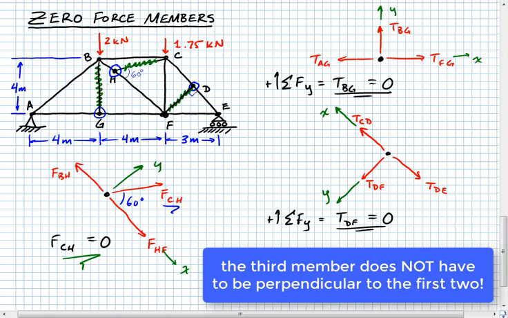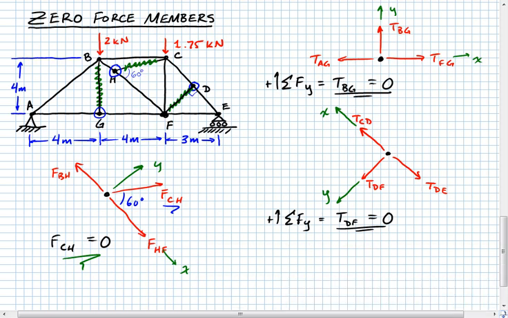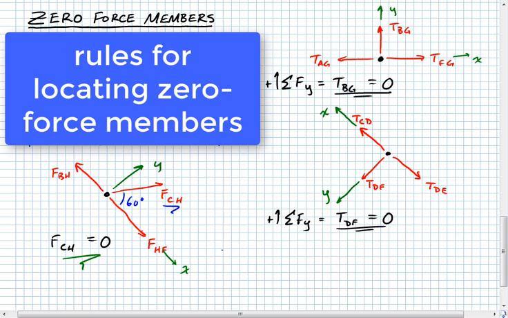So what I want to do is kind of codify what exactly we have learned from this. And what it'll do is enable us to look for these 0 force members, they're called. We'll be able to look for them and eliminate them from our truss first thing and make it easier to analyze. All right? So this is basically the rule that you look for. What you do is you find a joint with 3 members connected to it.